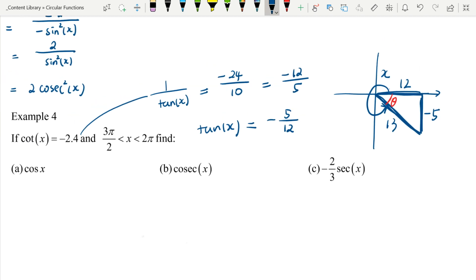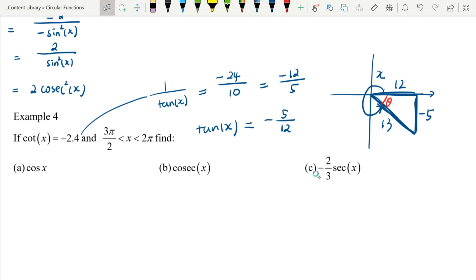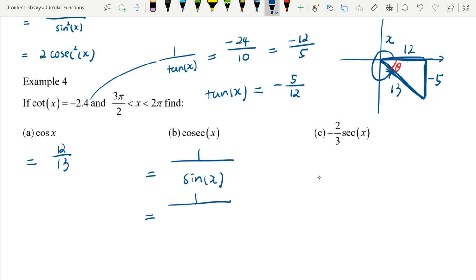After I draw that triangle, I will say cosine x. Well, cosine x equals adjacent over hypotenuse. So it's 12 over 13. Okay, so positive 12 over 13. And cosec is 1 over sine x. Sine x is opposite over hypotenuse, which is minus 5 over 12. Oh, sorry, 13, not 12, 13. Hypotenuse 13. So minus 5 over 13, and then flip it, minus 13 over 5.